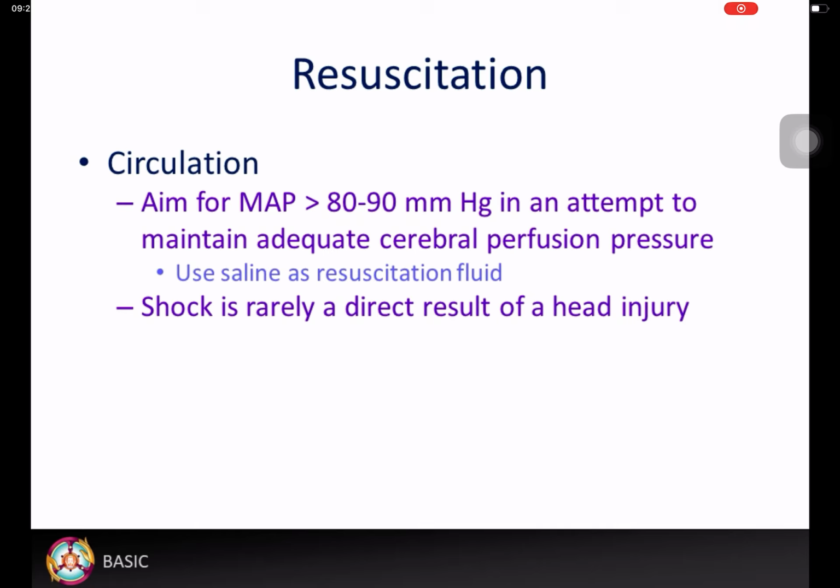Resuscitate patients to a mean arterial pressure of more than 90 millimeters of mercury to ensure an adequate cerebral perfusion pressure, despite a raised intracranial pressure. Note that shock is rarely due to a head injury, except in young children, patients with medullary injuries, or patients with large scalp lacerations. Note that balanced crystalloids are relatively contraindicated in patients with brain injury, and normal saline may be a more appropriate resuscitation fluid.